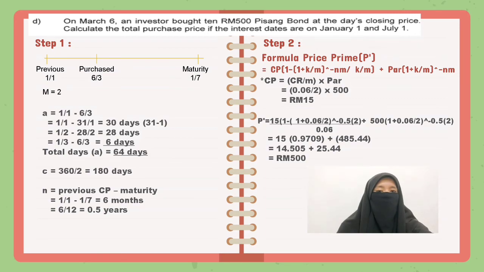Then we continue with the price prime. This is the calculation. The value is RM 500. Last step is to calculate the purchase price. This is the calculation for purchase price, which is 505 ringgit 33 cents.